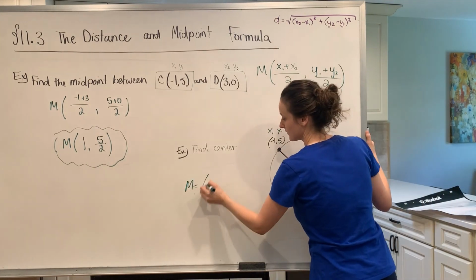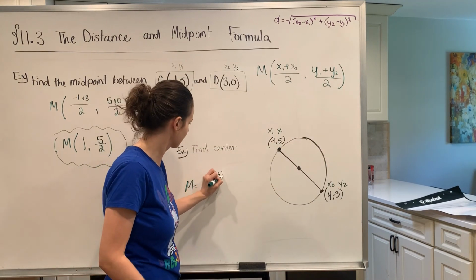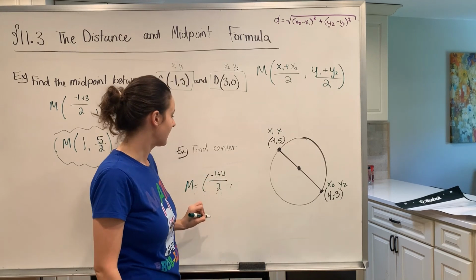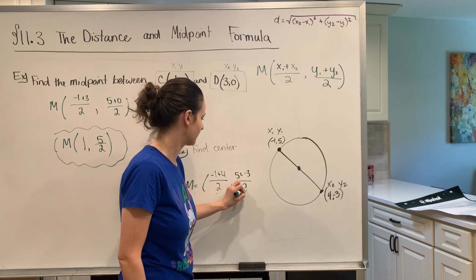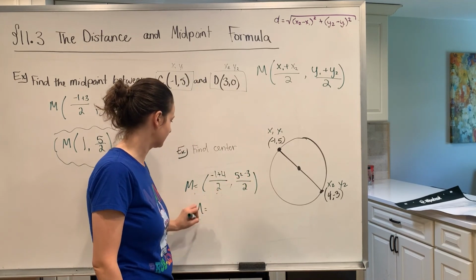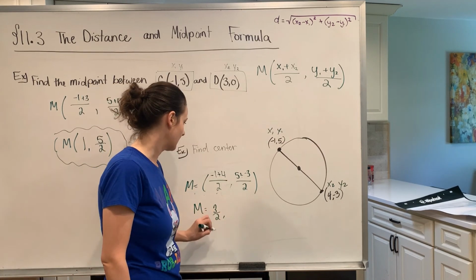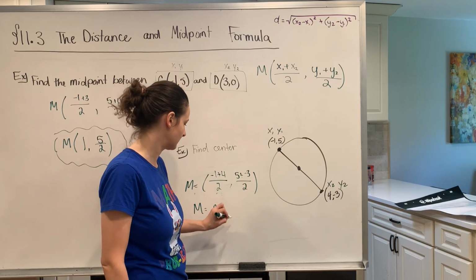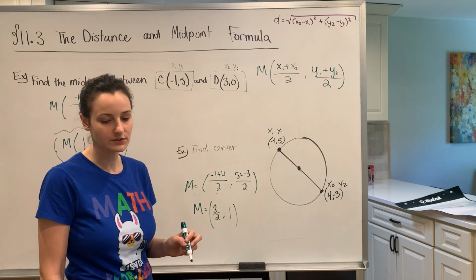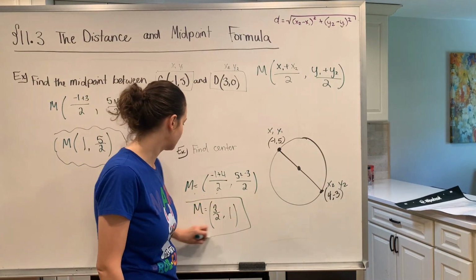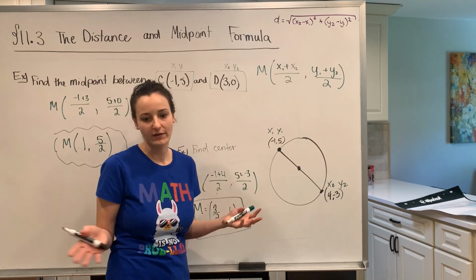So the midpoint here is going to be equal to the sum of my x coordinates, -1 plus 4. Divide that by 2. And my y coordinates, 5 plus -3. Also divided by 2. Now we can simplify. -1 plus 4 is 3. So I have 3/2. And 5 plus -3 is 2. Divided by 2 is 1. So the midpoint of the circle, or the center of the circle, is at (3/2, 1). Again, you can leave it as a fraction or write it as a decimal. In this section, it is your preference.